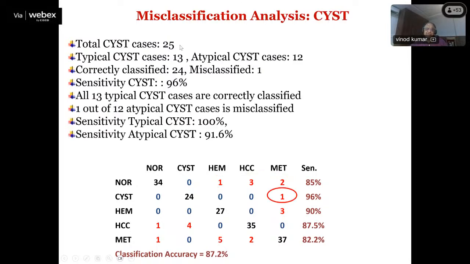In case of cyst, 25 cases, 13 cases were normal, typical, and 12 cases were atypical. But 24 cases were classified correctly, 1 misclassified. And that misclassified one is among the 12 atypical cyst cases. Even the rest of the atypical cases are classified better. So this gives another positive output: only 1 atypical case was misclassified.